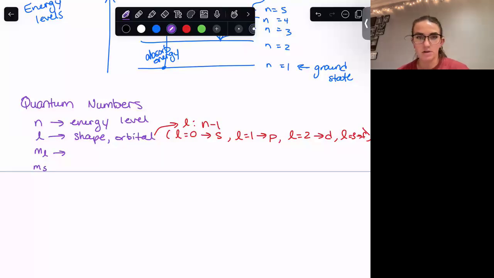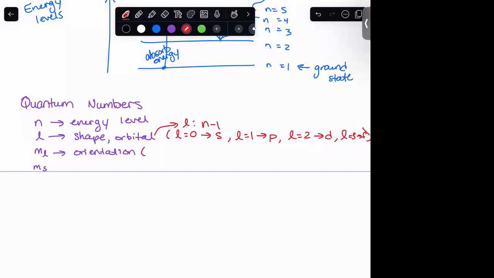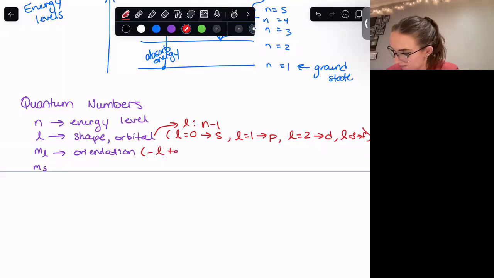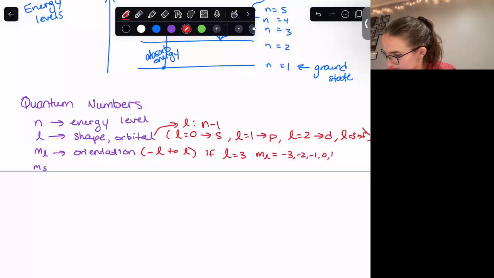What about m sub l? What does that mean? Yep, good. This is your orientation. And what is our rule for m sub l? Can be from negative l to l. Good, so this can be from negative l to l. That includes 0. So if l is equal to 3, then m sub l would be equal to negative 3, negative 2, negative 1, 0, 1, 2, 3.